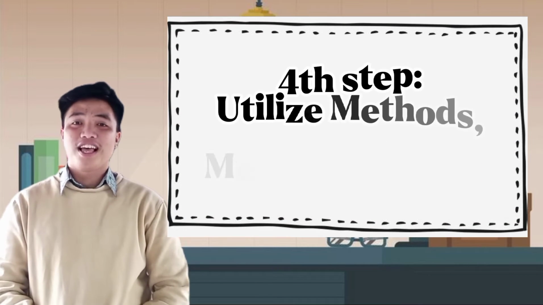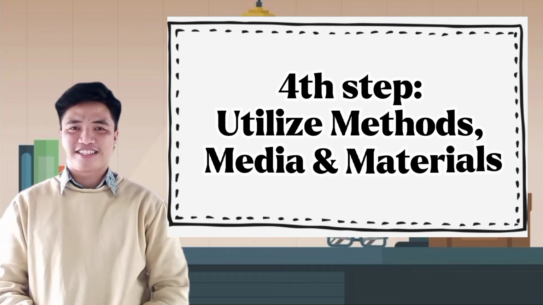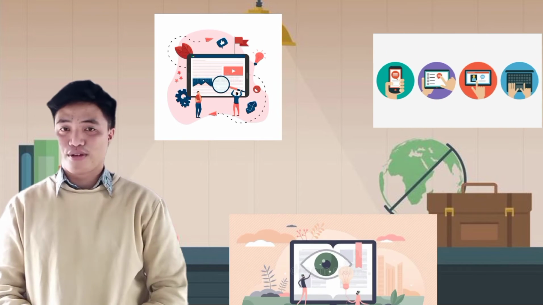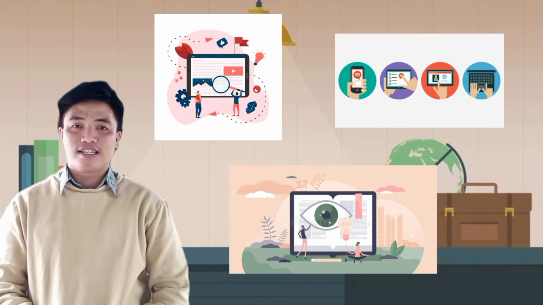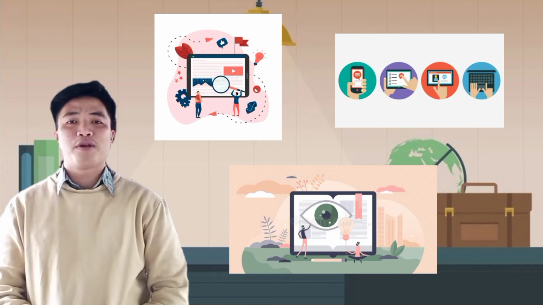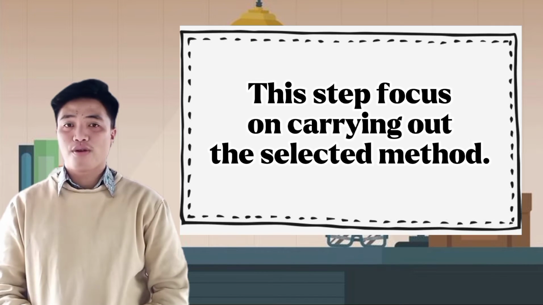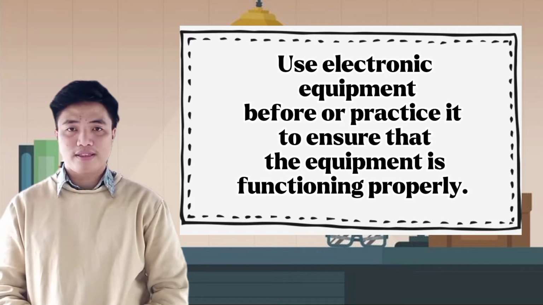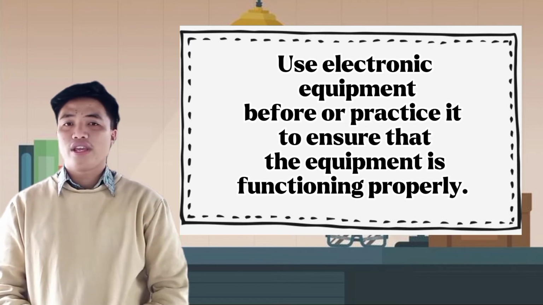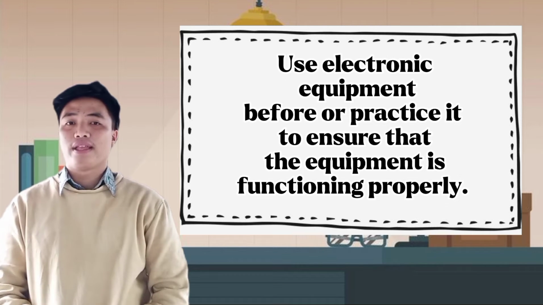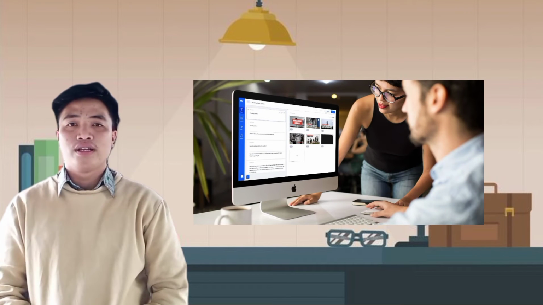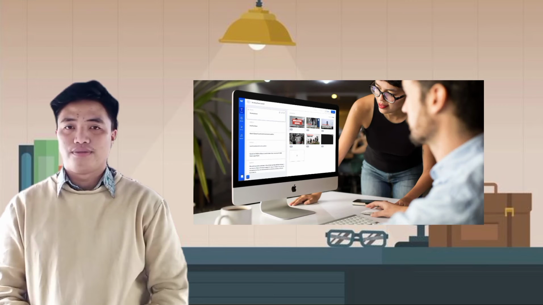Fourth step, utilize methods, media, and materials. This step concerns making a plan for how you will utilize the methods, media, and materials that you have selected. It is where you develop your plan for implementing your media and materials. This step focuses on carrying out the selected method. If you decide to use electronic equipment, be sure to try it out or even practice with it to ensure that the equipment is functioning properly. It is also important to practice the lesson before introducing it to the learners.